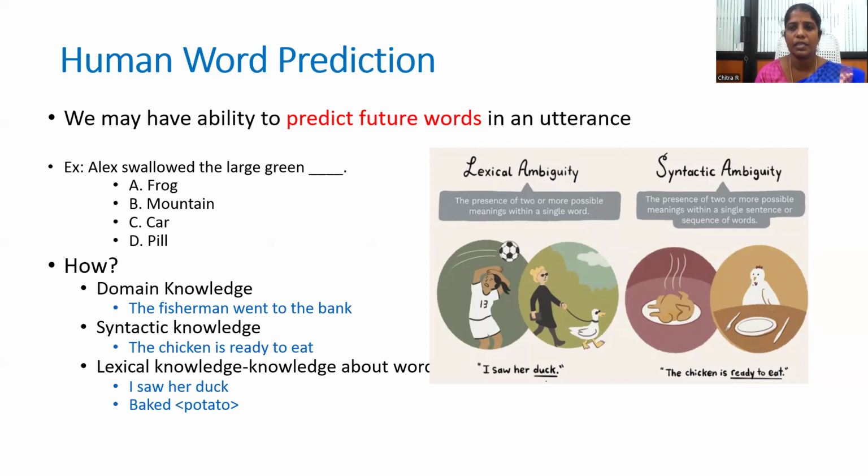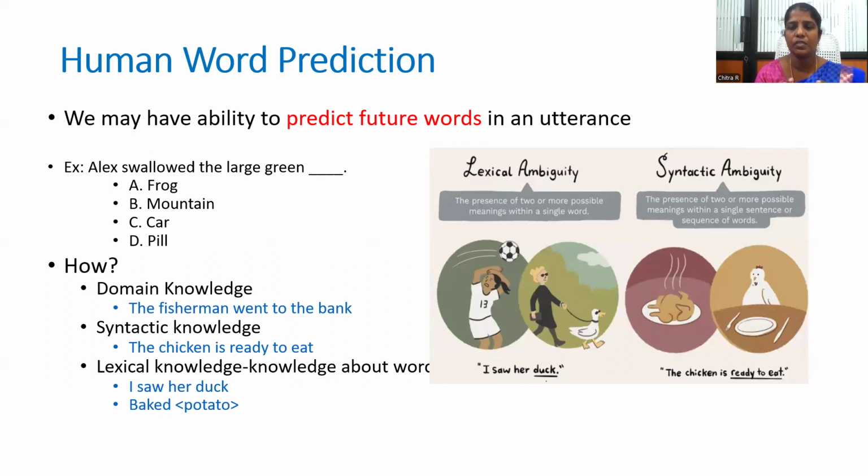For example, consider "Alex swallowed the large grain". Four options are there: frog, mountain, car, and pill. Which one will be selected? We know that obviously pill will be selected. Why? Because it has a semantic meaning compared to the other options. So when you are going to predict future words, you will concentrate on some things. First are domain knowledge, syntactic knowledge, and lexical knowledge.